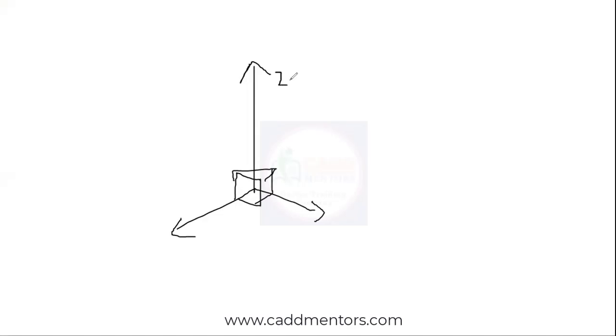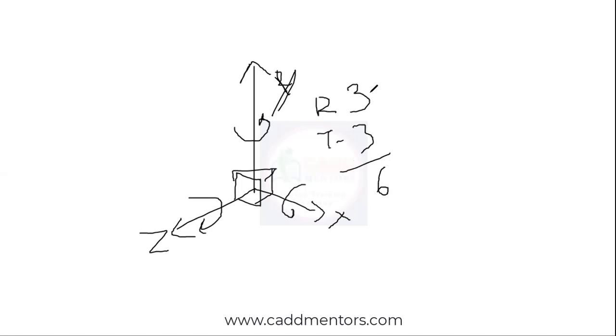Because see, your coordinate system is like this, right? You have an object here. So your part can move either in the X direction, then Y, and this is Z. So in the Z direction, then it can rotate about Y, rotate about X, and rotate about Z. So totally you have 3 rotational and 3 translational. So you have totally 6 degrees of freedom.